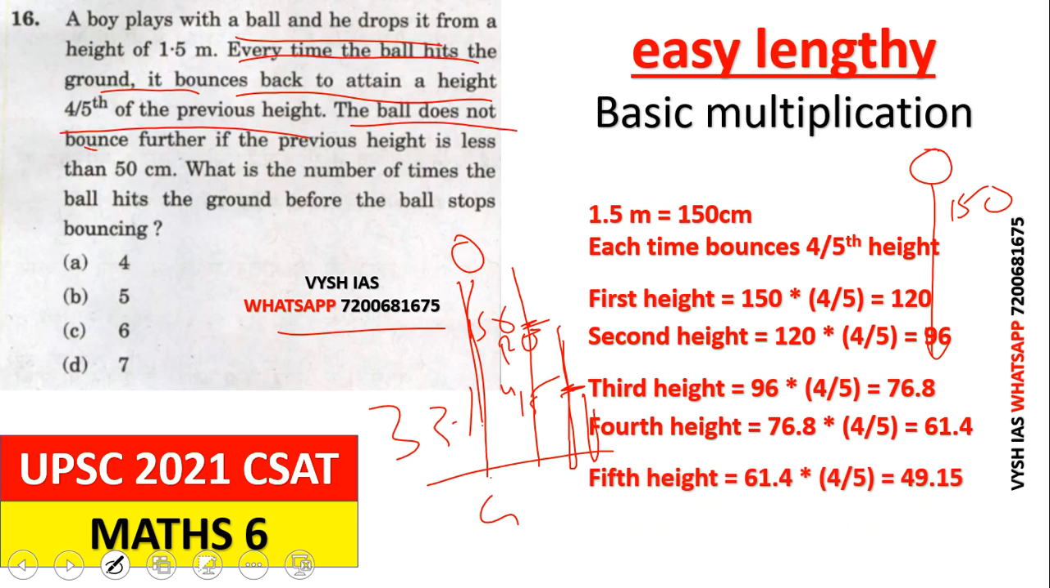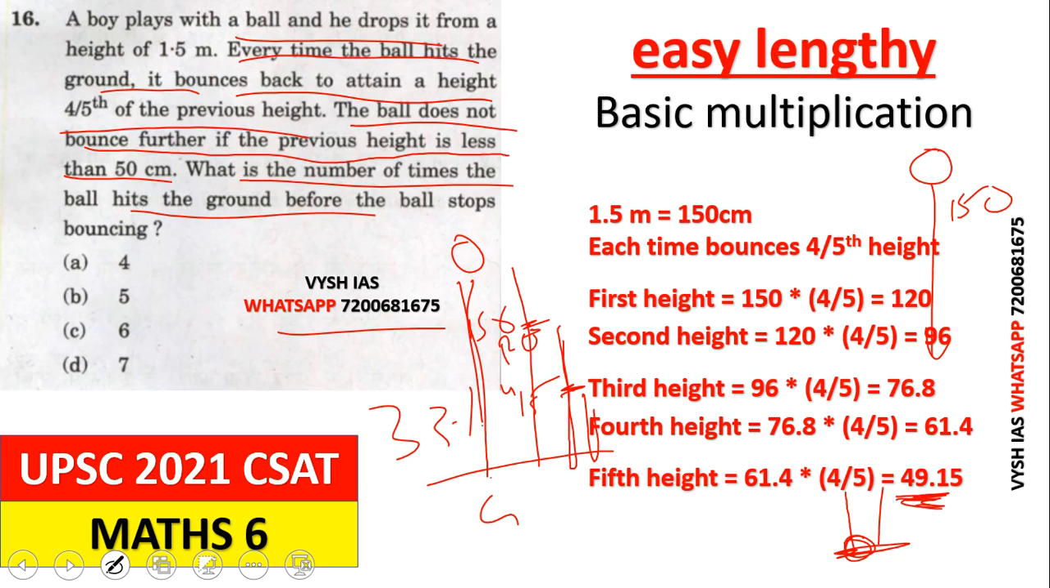The ball does not bounce further if the previous height is less than 50 centimeter. Okay, so when it reaches below 50 centimeter, when the ball goes and hits the ground, it will not bounce. That ball will stay there. It will not go up once the height becomes less than 50. So they're asking what is the number of times the ball hit the ground before the ball stops bouncing.